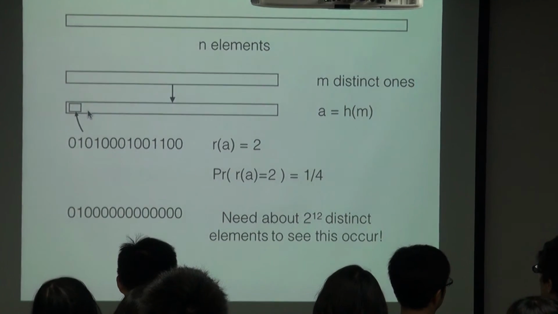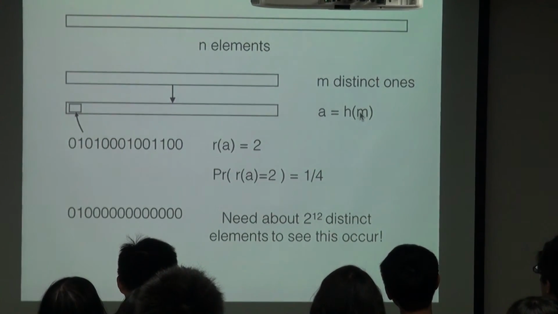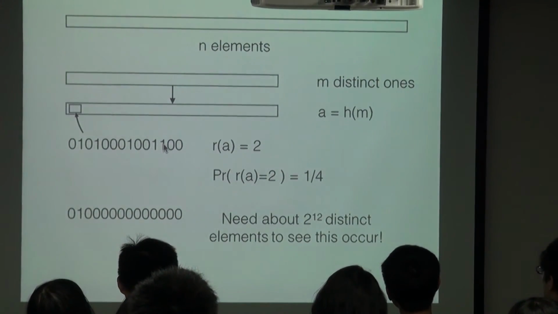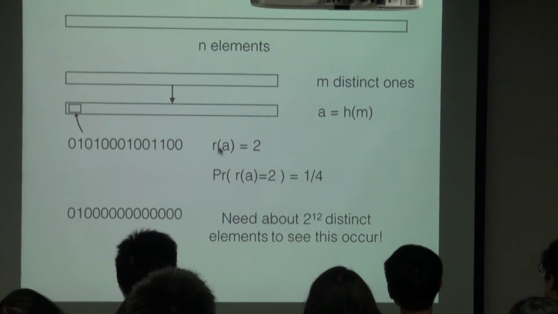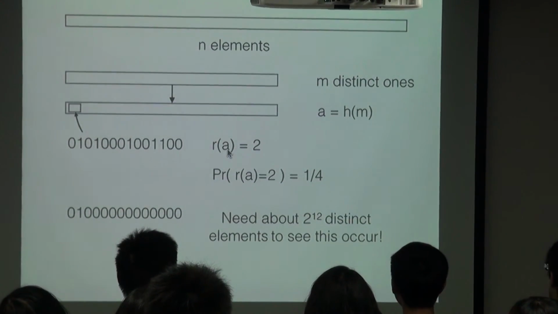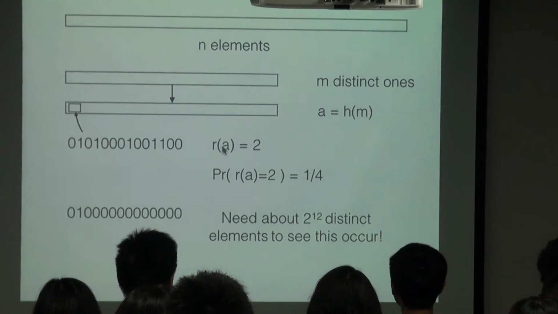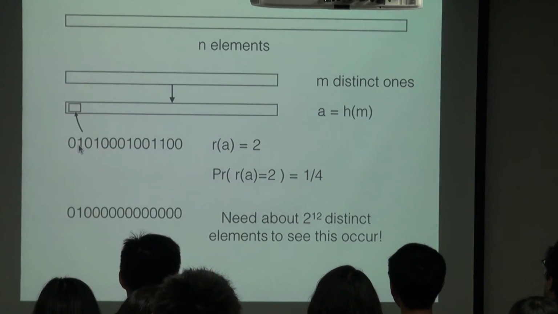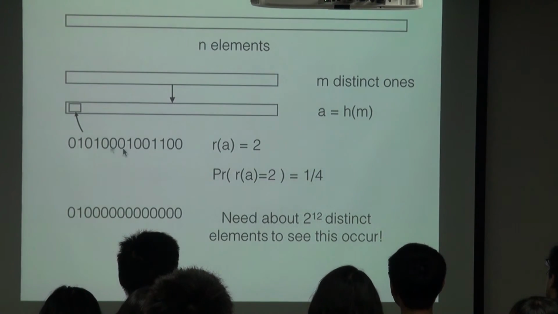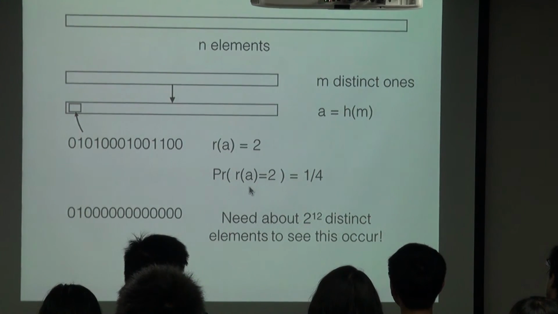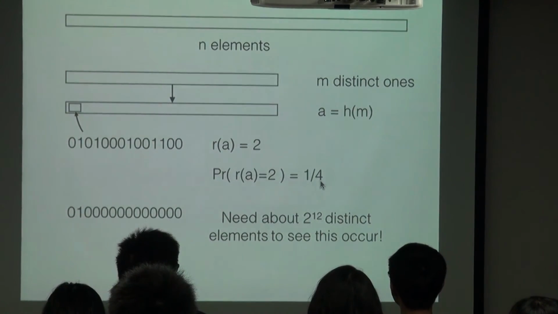Say I have a hash function that maps each element into a 0-1 combination, a binary string. Then I define a function called R(a), where a is an element I'm trying to add to the HyperLogLog. R(a) returns 2 if the 1 appears in the second position of my hash binary string. And the probability of R(a) equals 2 is 1/4.